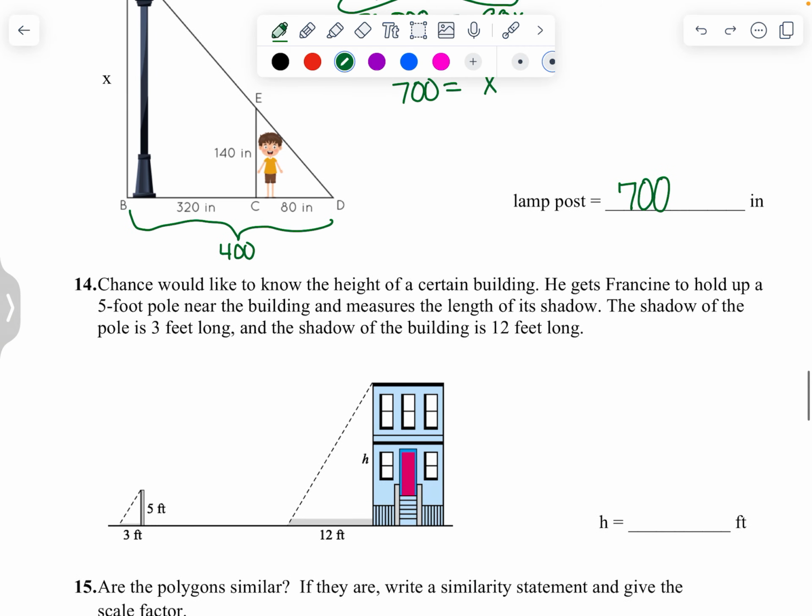All right, now this one's easy. Height over height equals shadow over shadow. I'm not even going to read the problem. Let's just get started. Height over height equals shadow over shadow. And we cross multiply. 12 times 5 is 60 equals 3h. Divide both sides by 3, and we find that the height of the building is 20 feet, about 2 stories.